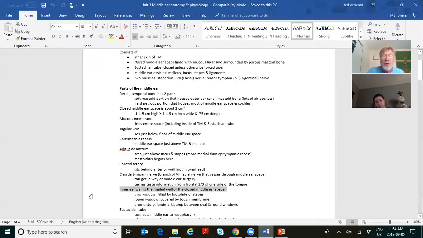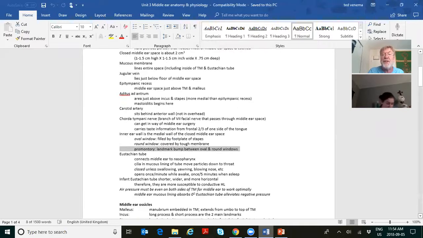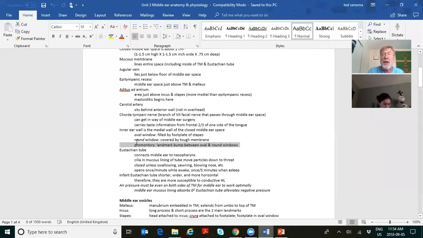So, oval window, round window, promontory, there you have it. The footplate of the stapes fits into the oval window. The round window is covered by a tough membrane.